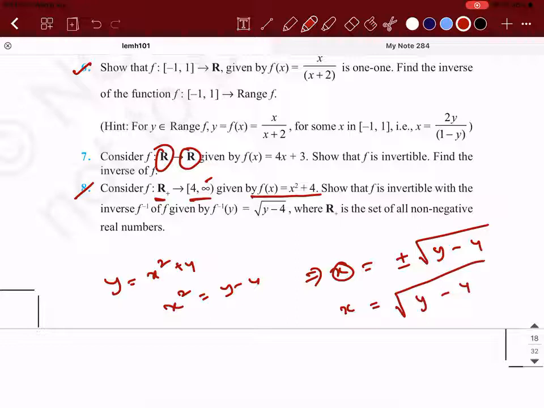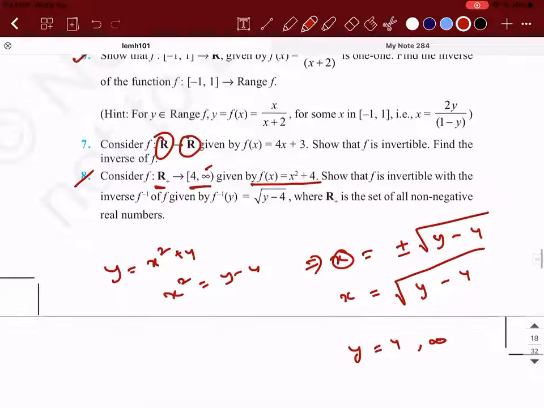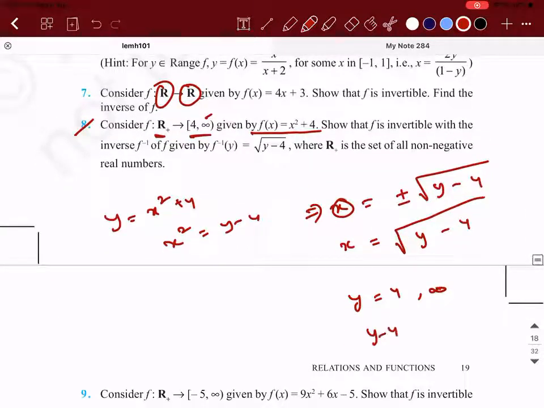Now, what is the least value of y that you can substitute? The least value of y that you can substitute is 4, and the highest value is infinity, because y minus 4 should be greater than or equal to 0, which implies y is greater than or equal to 4. The answer will be from 4 to infinity. So that is why they gave you this codomain. Codomain is equal to range, hence it is an onto function.